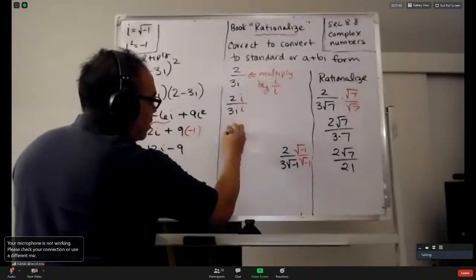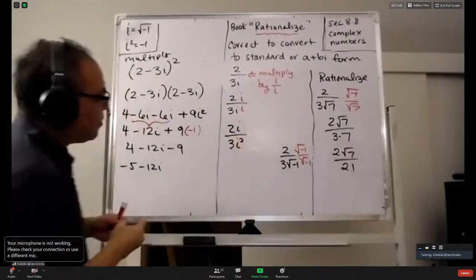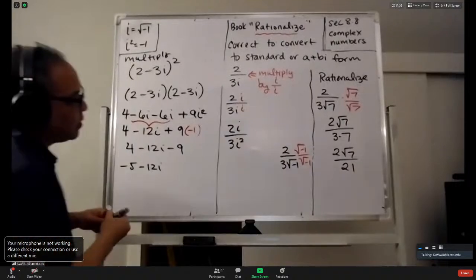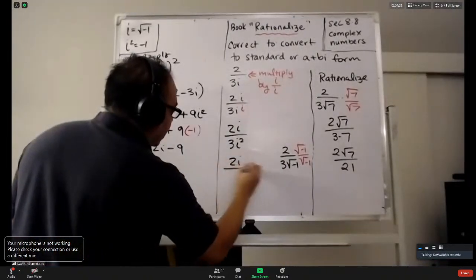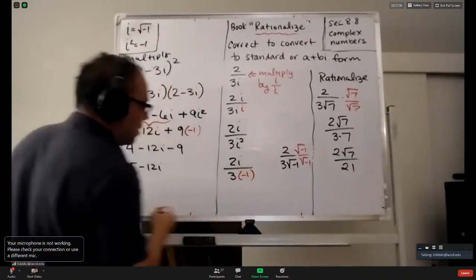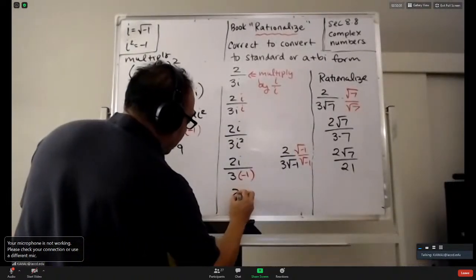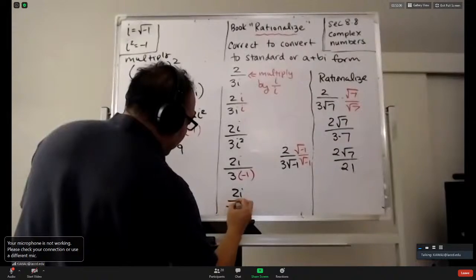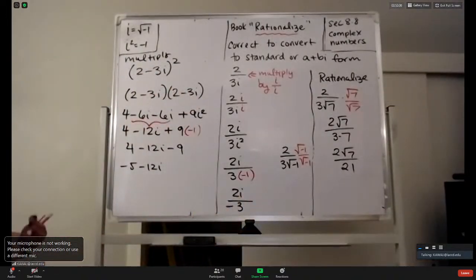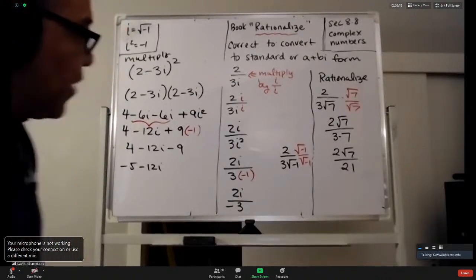So absolutely you can. So you get 2i over 3i squared. Now remember we said i squared is equal to -1. So then 3 times -1 gives you 2i divided by -3, and then we're done. All we're trying to do is bring the i up to the numerator. And that's our final answer? That's our final answer, yeah.